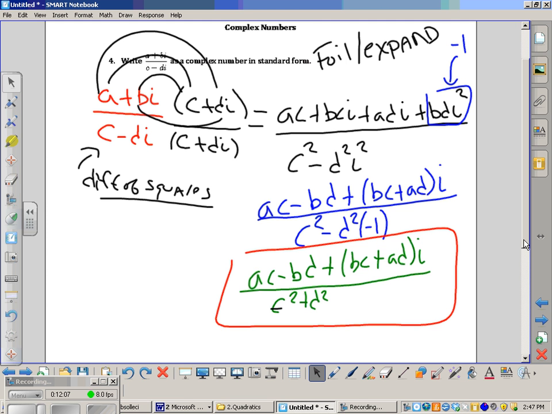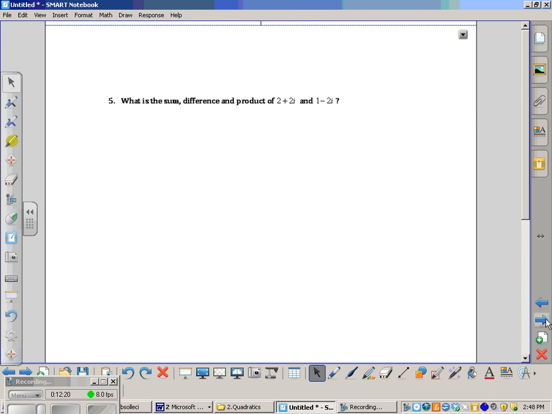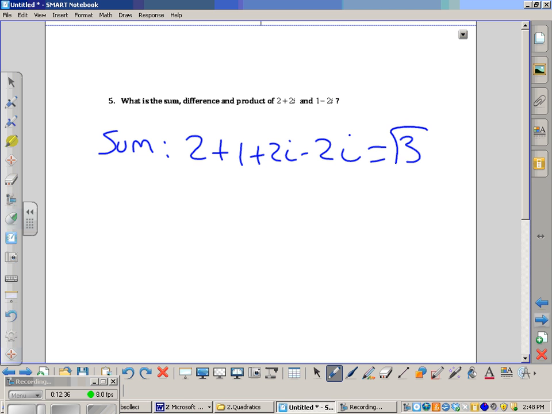Maybe you should take a break, mental break. Oh, you're good? All right, I guess we can keep going. Let's go to 5. So let's see. What is the sum, difference, and product? Okay, here's the arithmetic operations. So sum. For sum, you're just going to add up the real parts and add up the imaginary parts. Well, the i parts cancel. You get 3.